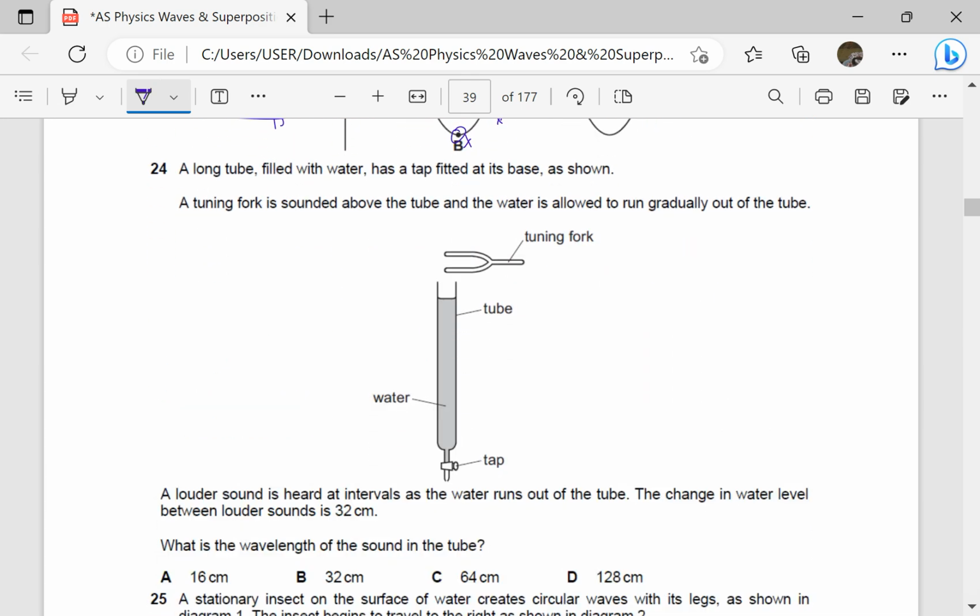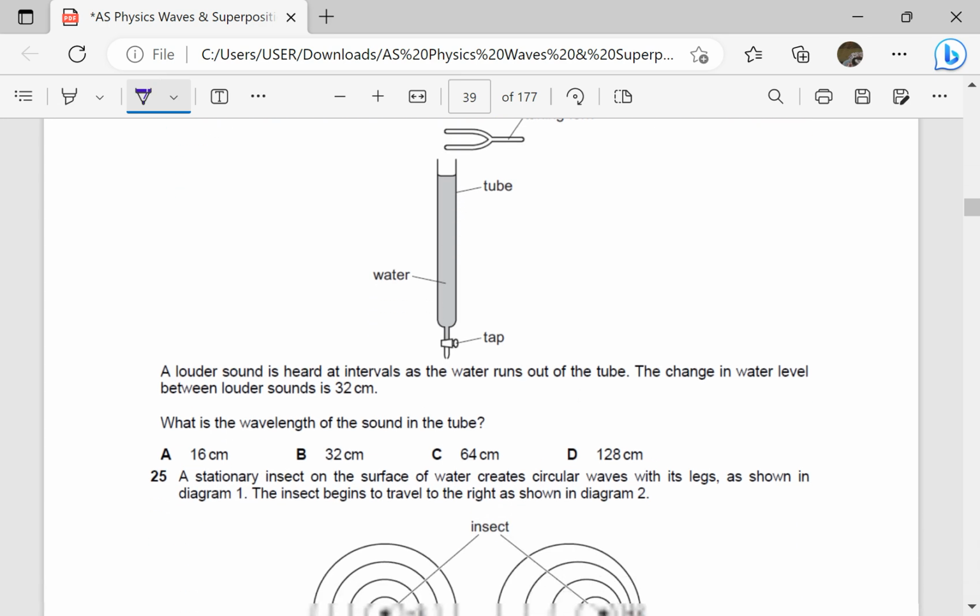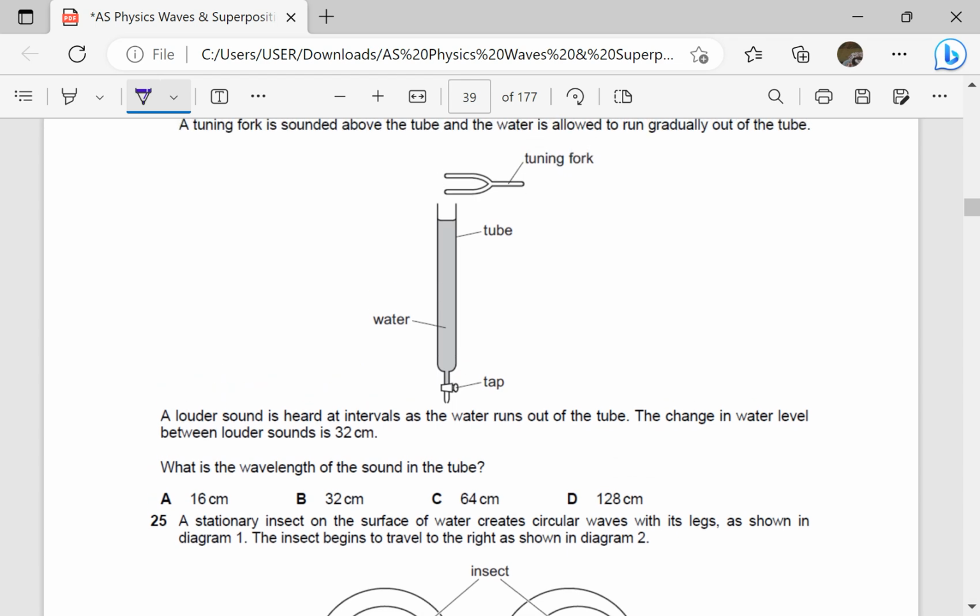A long tube filled with water has a tap fitted at its base, as shown in the figure here. A tuning fork is sounded above the tube and the water is allowed to run gradually out of the tube. A loud sound is heard at intervals as the water runs out of the tube. The change in water level between louder sounds is 32. So the distance between successive resonance points is equal to 32 centimeters, and this distance is going to be half a wavelength.